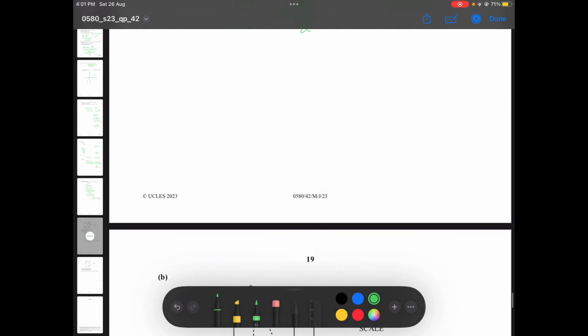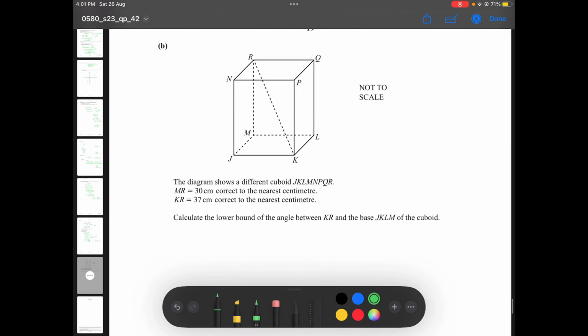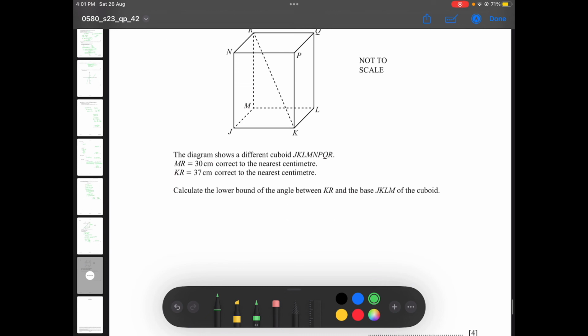Now there's a part B of this question. Here they've given us a different cuboid where they have given us the height, which is 30 centimeters, and the perpendicular 37 centimeters. Calculate the lower bound of the angle between KR and the base. So you have to find this angle, the lower bound of that. Now we know that this line is 30 cm and this line is 37 cm. So opposite and hypotenuse are given, so we have to use sine inverse.